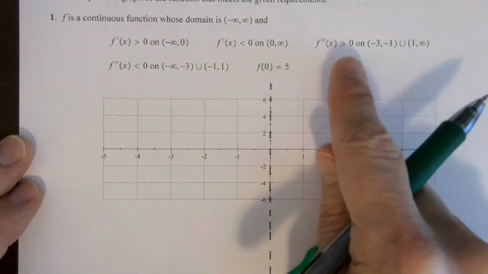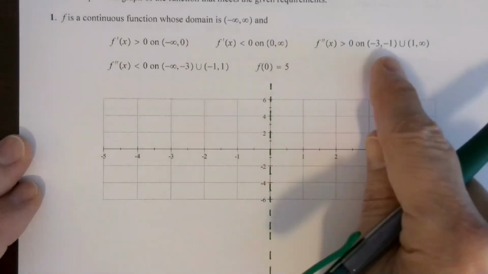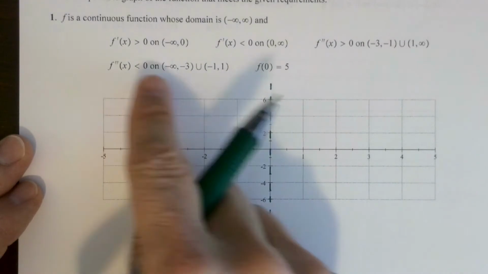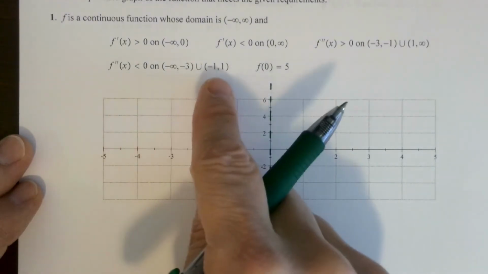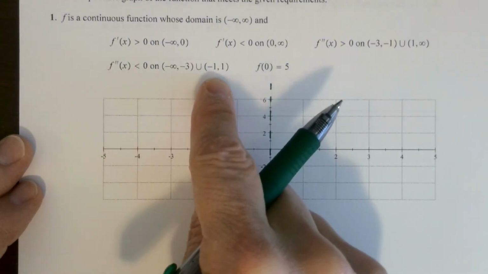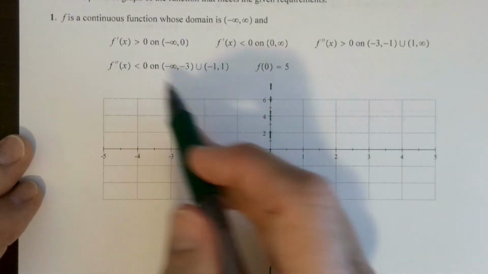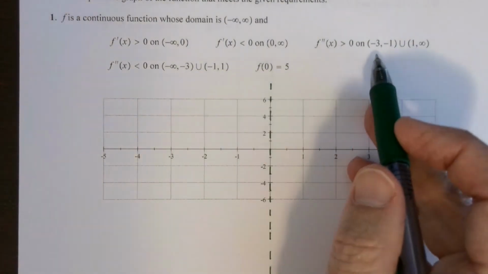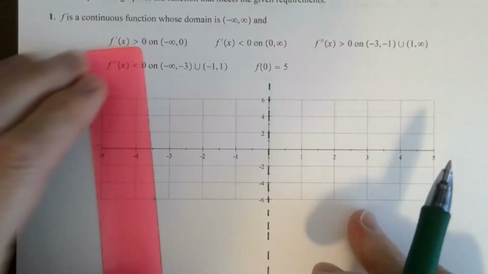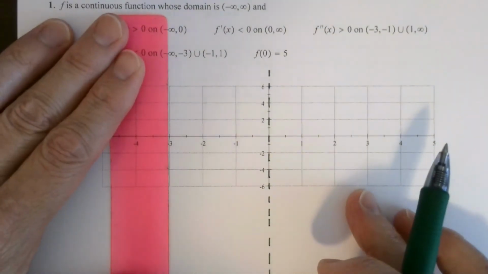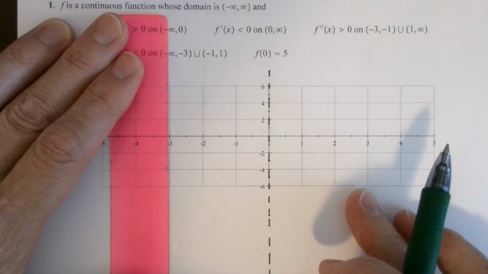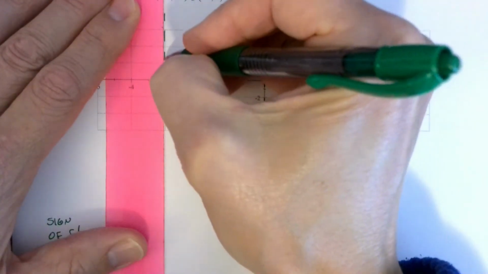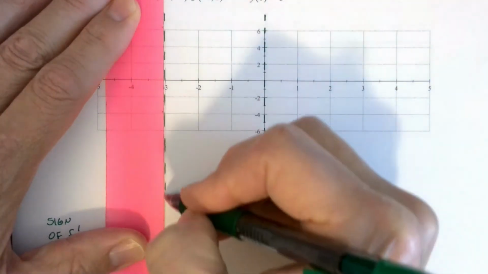Okay. Second derivative is positive between -3 and -1, and then 1 to infinity, and then it's negative for values less than -3 and between -1 and 1. Ooh, okay, so what's going on there? So we're negative up to -3, and then we change to positive at -3 in the second derivative. So at -3, that's also a transition point. So I'm going to draw a dashed vertical line for that. So these vertical lines are just for reference here.